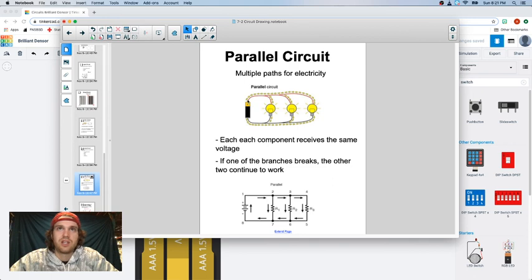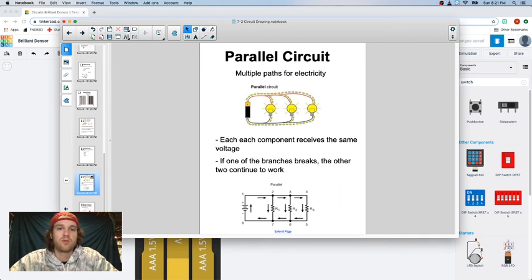So electricity can travel through. If this is 1.5 volts, this is getting 1.5 volts, this is getting 1.5 volts, this is getting 1.5 volts. All right, fantastic.